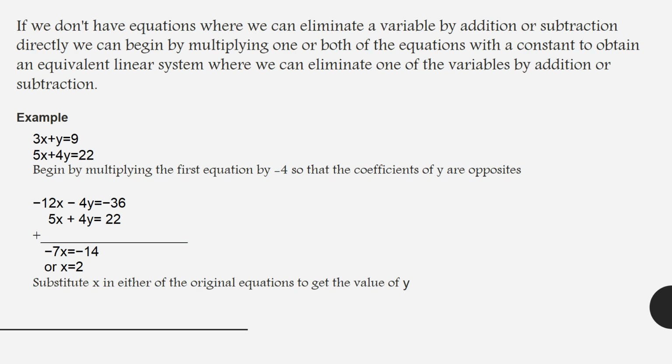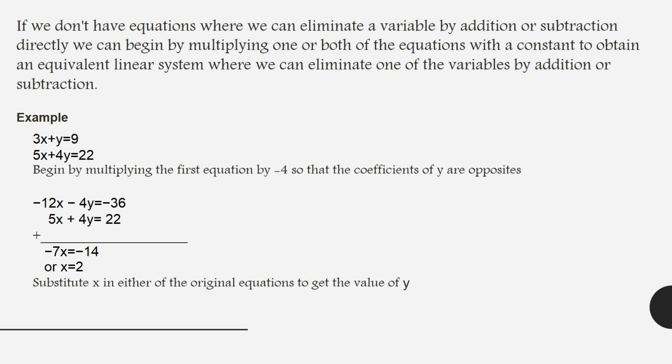Now, consider another example. 3x plus y equal to 9, 5x plus 4y equal to 22. We are taking this example since we want to check what to do if the given coefficients are not equal. This is another step we have to add here. We will multiply by a constant to make the variable coefficients equal with opposite sign.